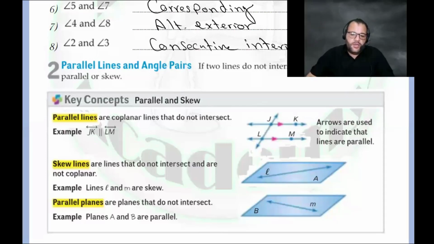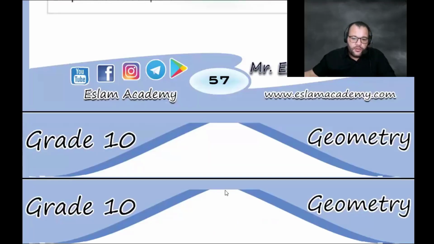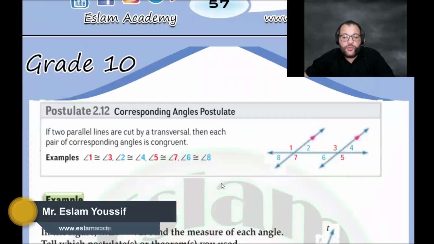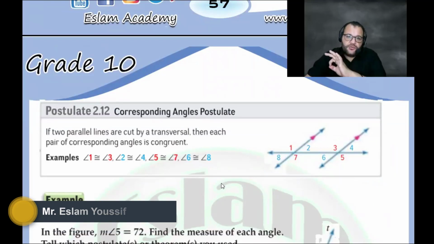So if two lines intersect, they will intersect at one point. If two planes intersect, they will intersect at one line. The intersection of two planes is one line. So if two planes will never intersect, it means we have two parallel planes. So what if we have two parallel lines? Then you will find that we have three cases now.